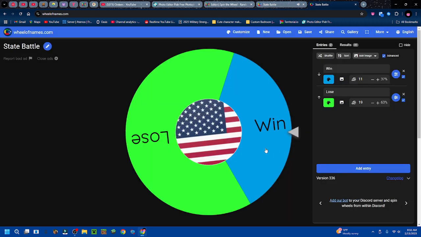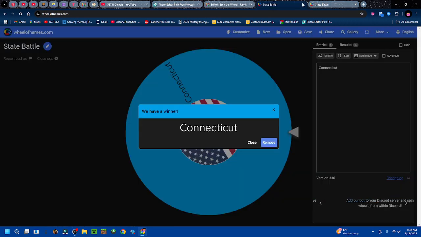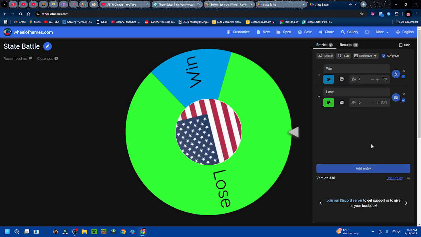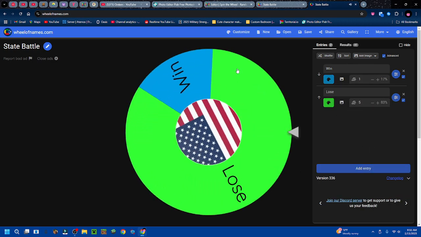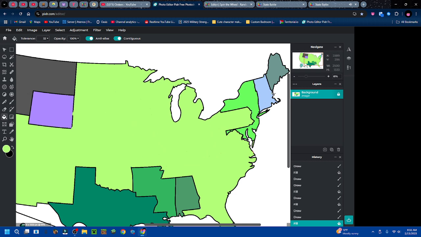Drink break. Okay, so Connecticut, how many states does Connecticut own? 1, 2, 3, 4, 5 versus 1. Bam. And they're gonna lose, unsurprisingly. And almost all of the New England area is now owned by just the area of Connecticut.